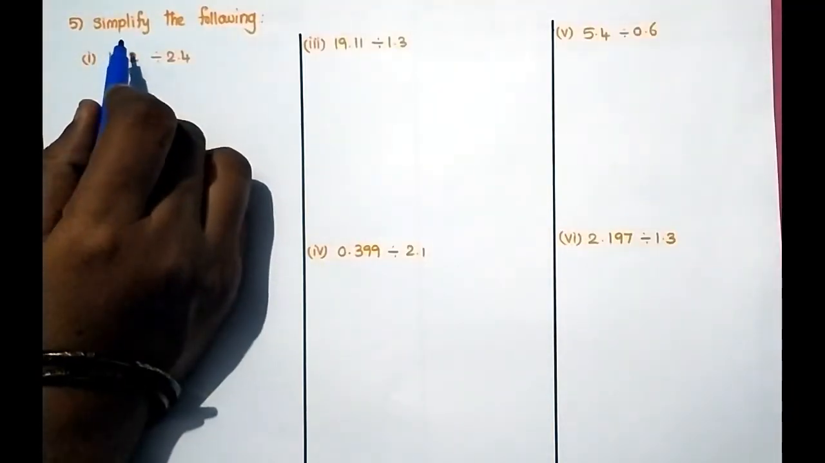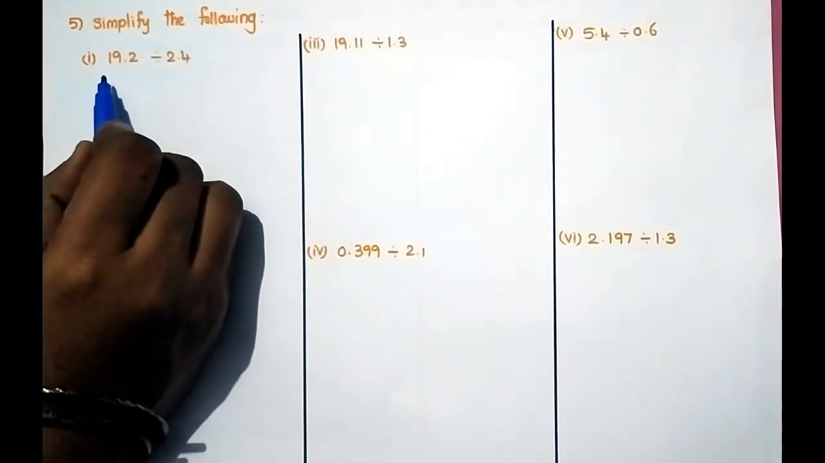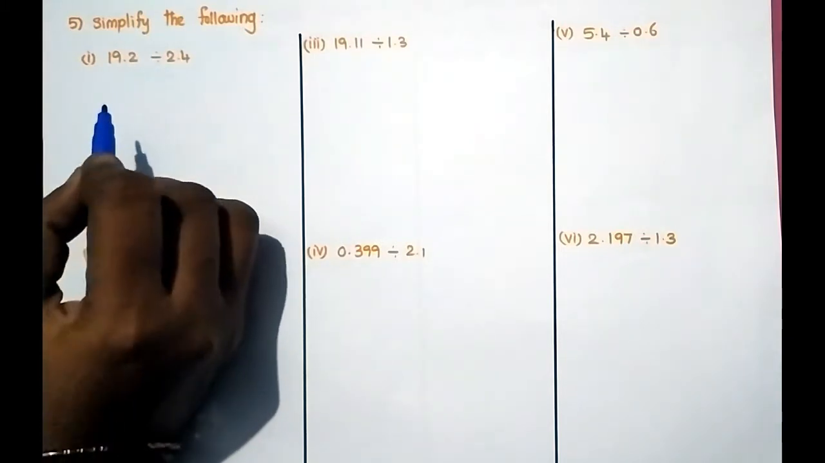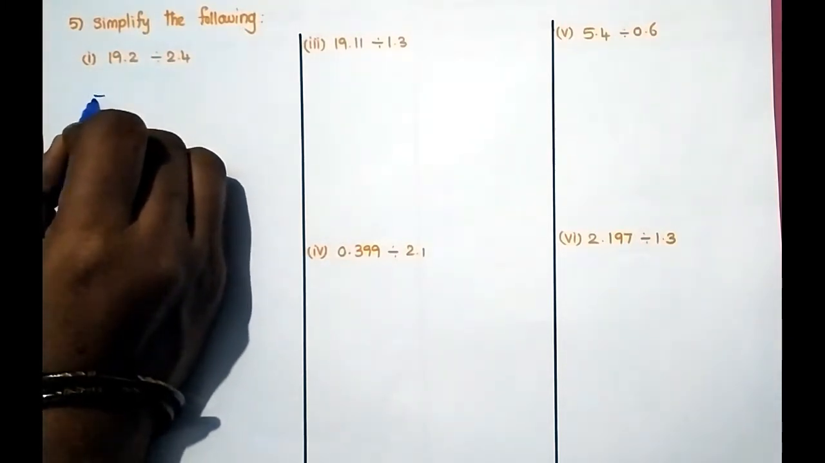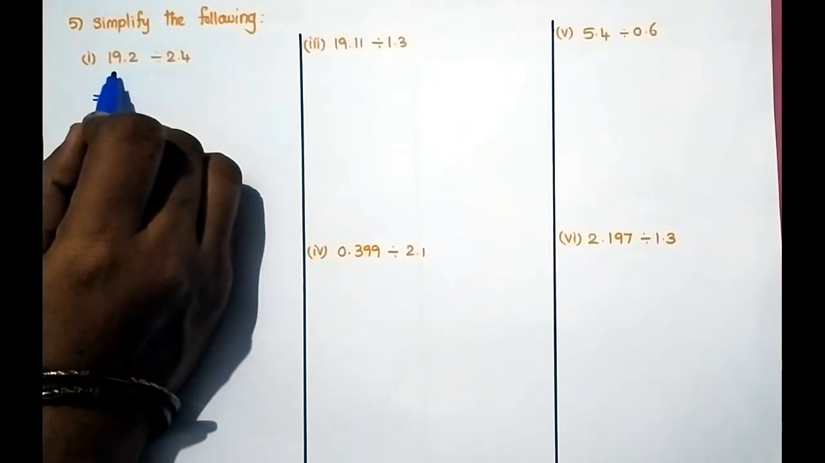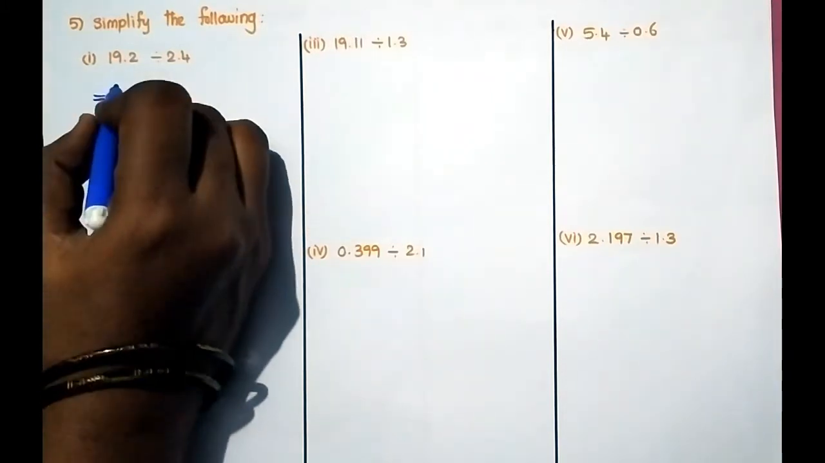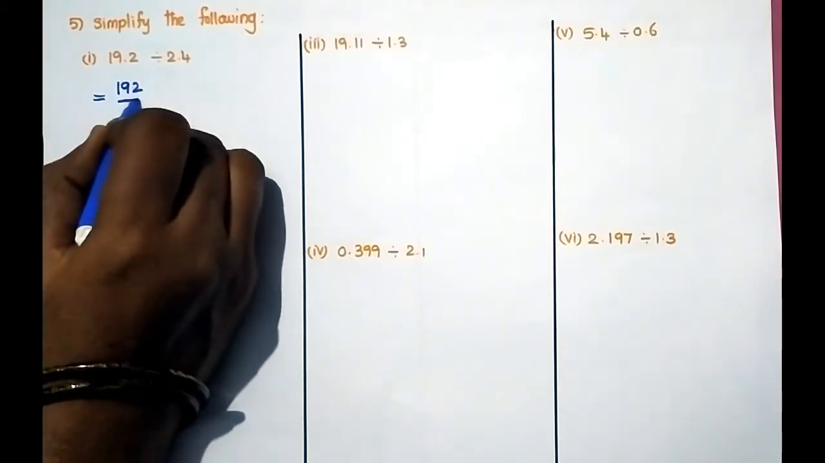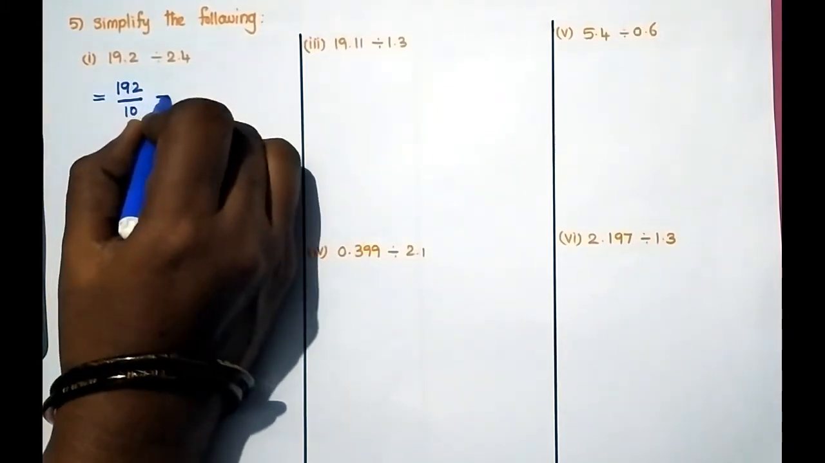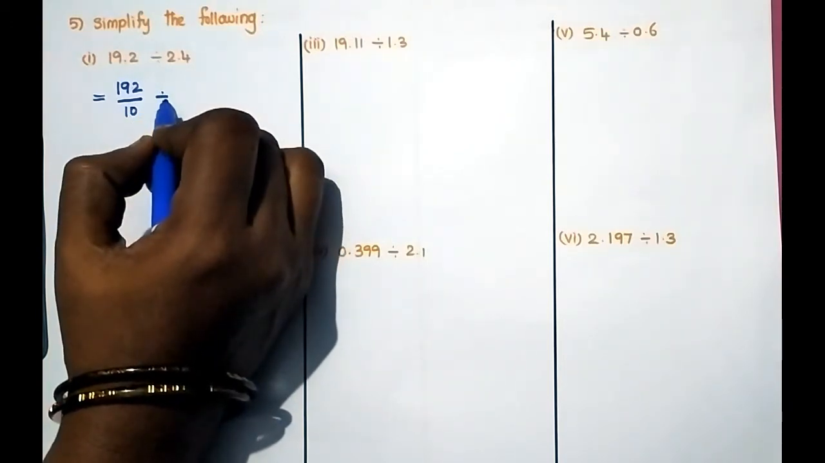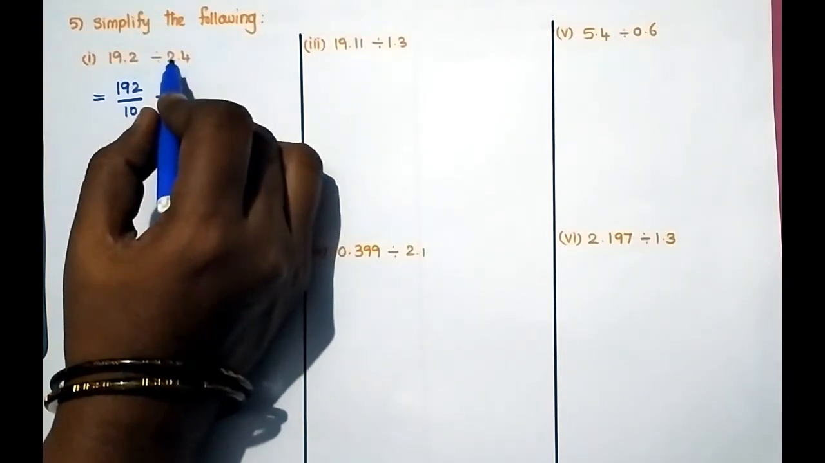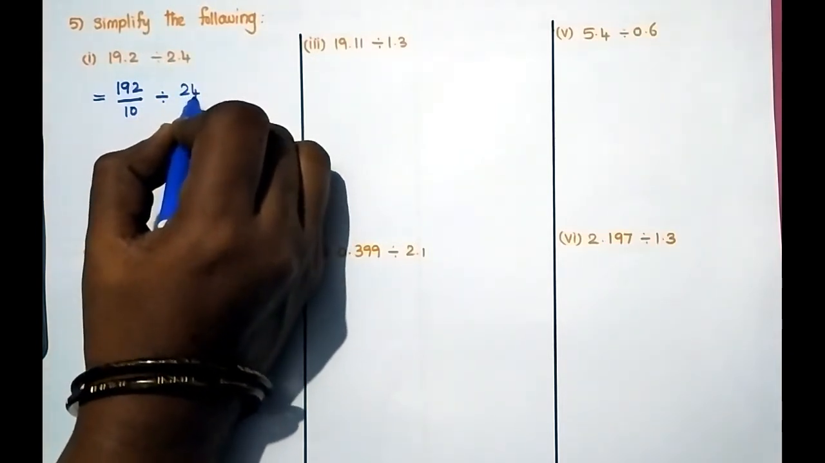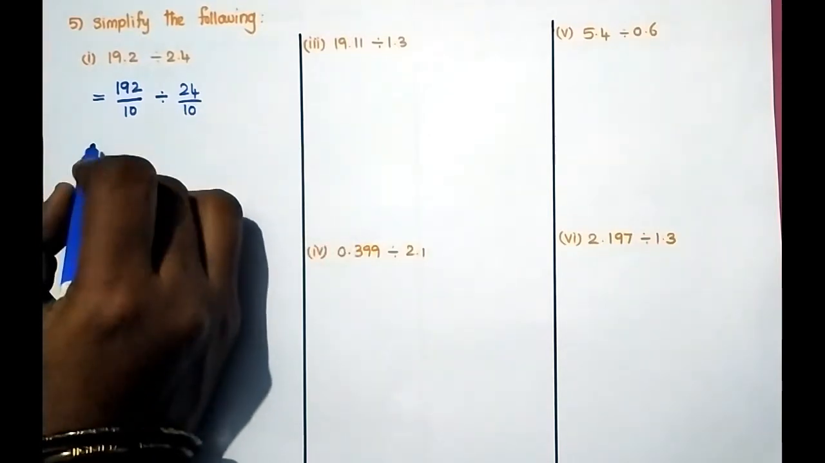Fifth sum, simplify the following. First subdivision, 19.2 divided by 2.4. Listen. First write down the decimal numbers as fractions. 19.2 means 192 divided by 10. And put the division symbol as it is, and then take the fraction for that, that is 24 divided by 10.